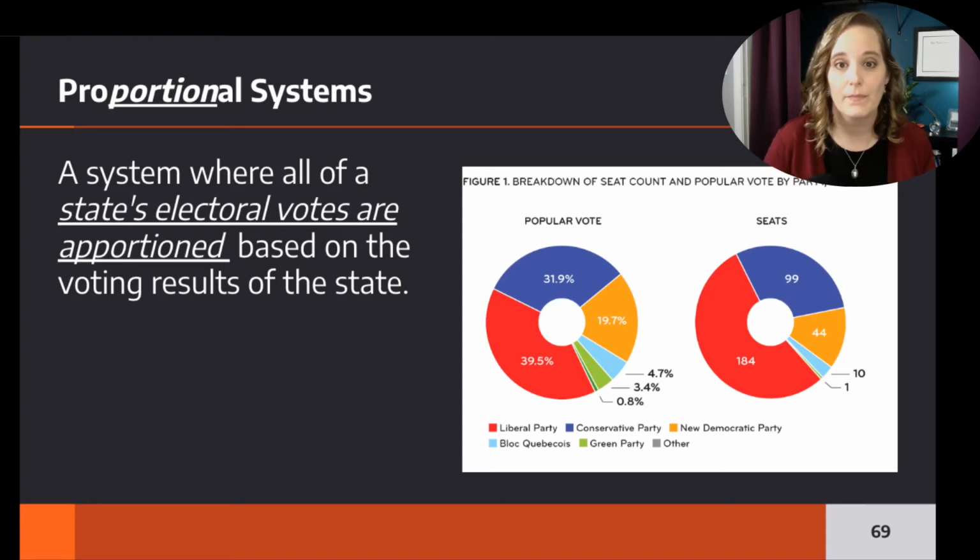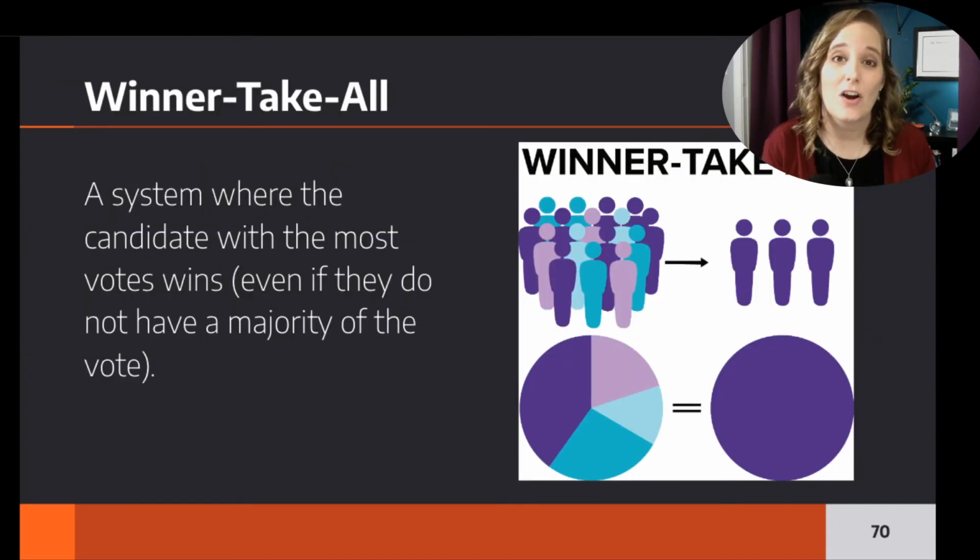The next barrier we're going to talk about is winner-take-all voting systems, which is what all states other than Maine and Nebraska actually use. This is where the candidate with the most votes in that state wins all of the state's electoral college votes. For some states, that can be even if they don't get a majority of the vote.